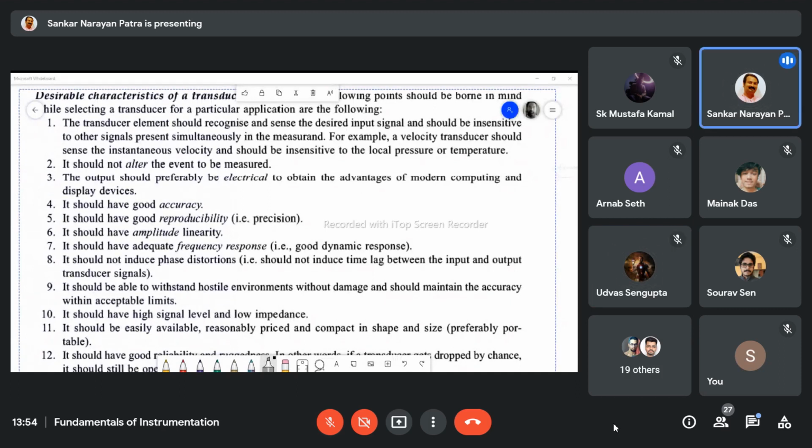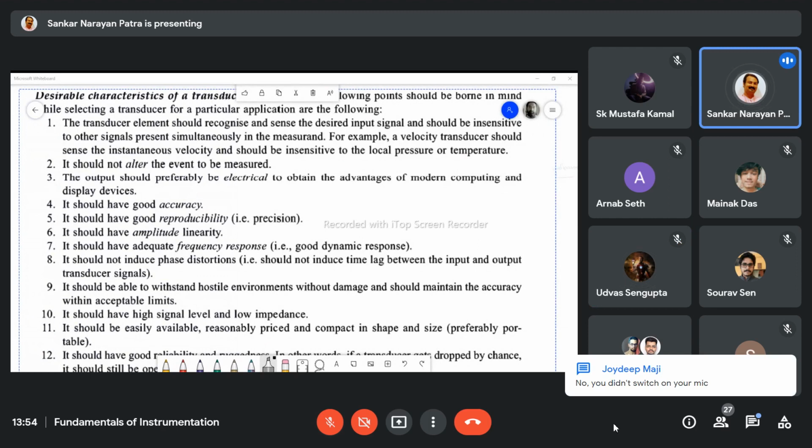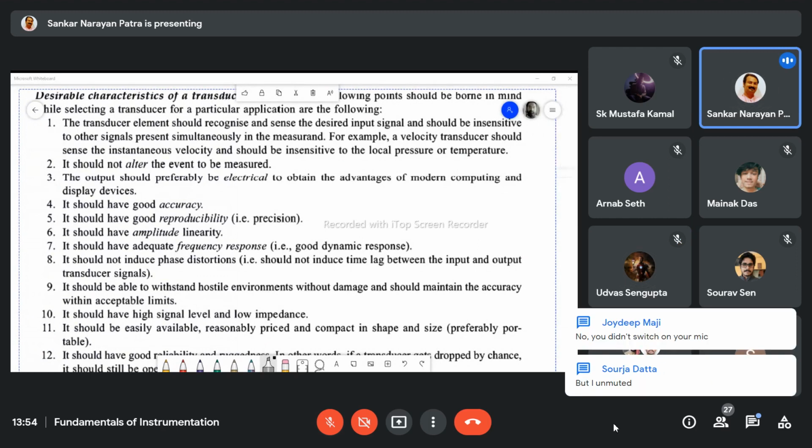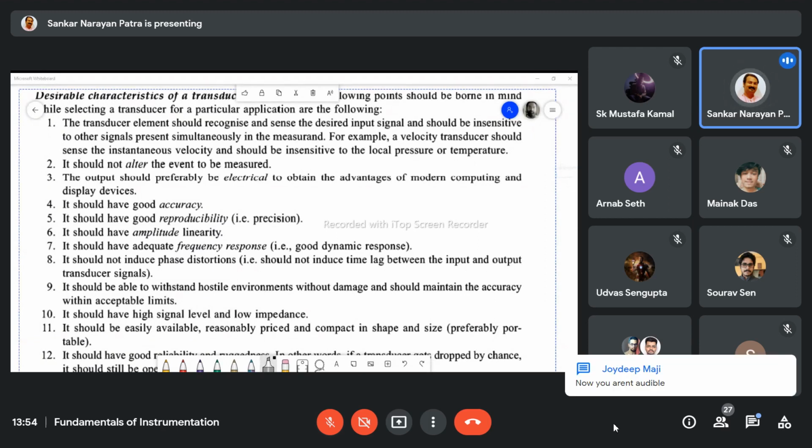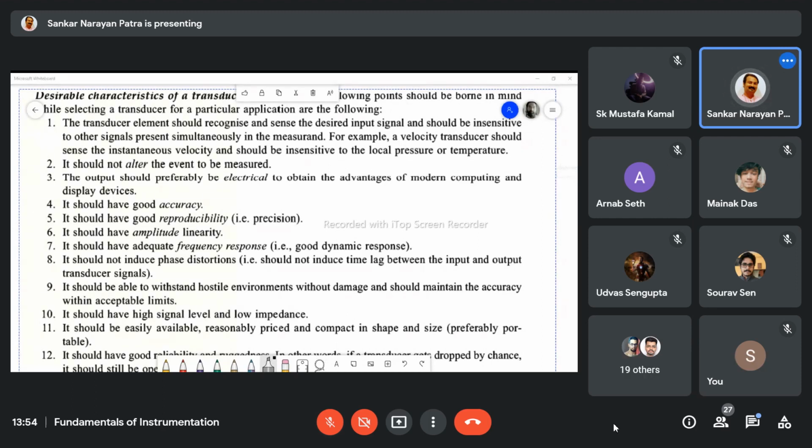So the next points are mainly related with some basic characteristics: accuracy, reproducibility, linearity, and dynamic characteristics like frequency response. Some are static characteristics, those are accuracy and reproducibility. Some are dynamic, like frequency response, phase distortion, and the acceptable limit of accuracy. We will discuss this in detail in the next class. Then you can realize what the desirable characteristics of a transducer are.